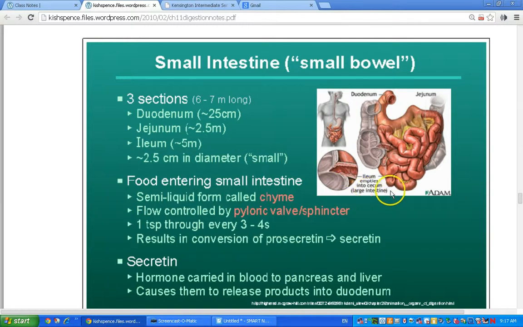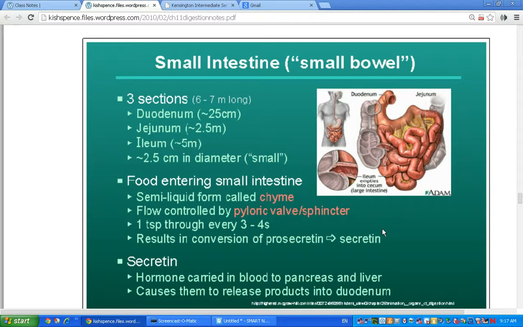The food that's entering, so the food that left the stomach, remember, it's really acidic. And it's kind of like a paste because of all the mashing together, the mechanical digestion. So it's a semi-liquid called chyme. And it flows through that valve at the bottom of the stomach called the pyloric valve or pyloric sphincter. About a teaspoon every 3 to 4 seconds is permitted through. And when that enters, it's really acidic.